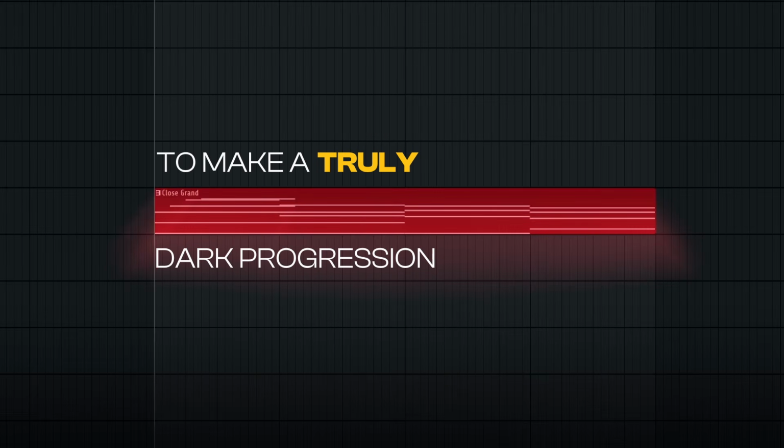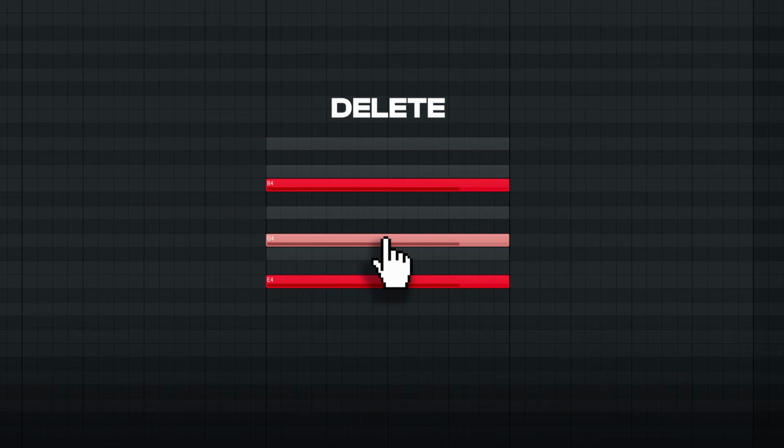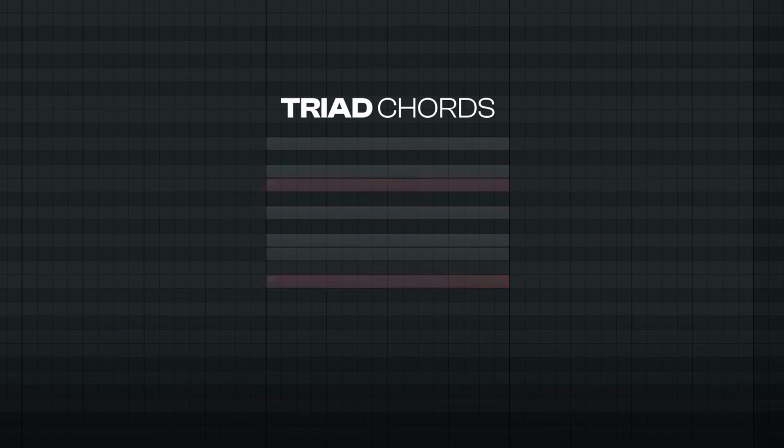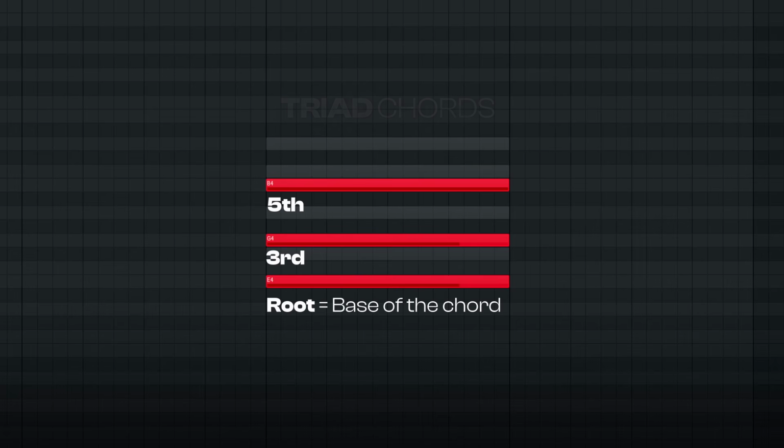To make it truly dark progression-like, you simply need to delete this note. Triad chords are built from a root, then you skip a scale note and place a note, and then skip a scale note and place a note. And for dark melodies, an effective trick is to simply delete the third.